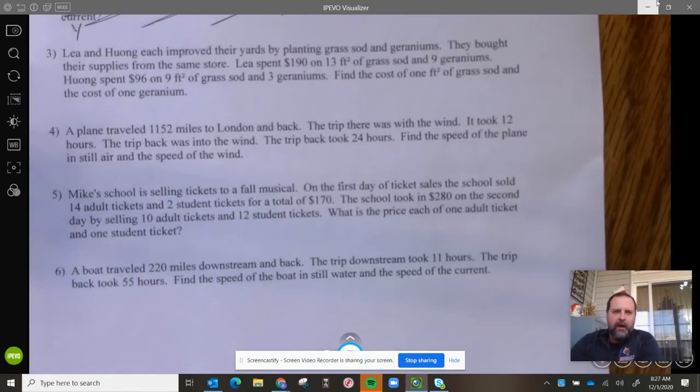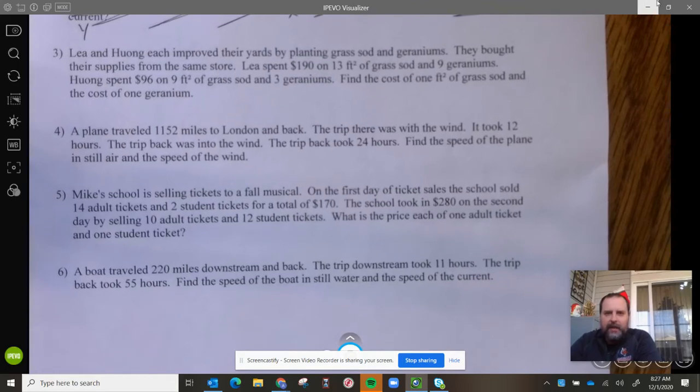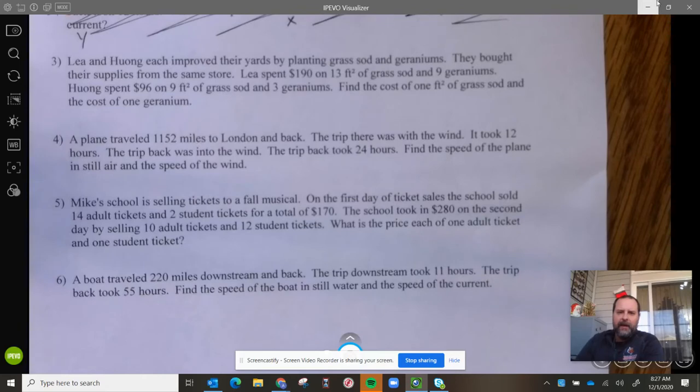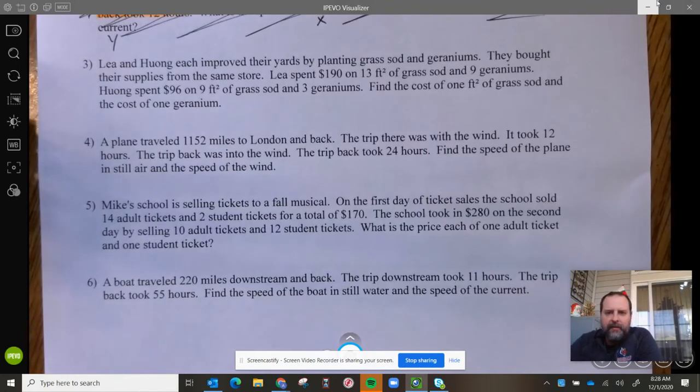So we have Leah and Wong each improved their yards by planting grass sod and geraniums. They bought their supplies from the same store. Leah spent $190 on 13 square feet of grass sod and 9 geraniums. And Wong spent $96 on 9 square feet of sod and 3 geraniums. Find the cost of 1 square foot of grass sod and the cost of 1 geranium.